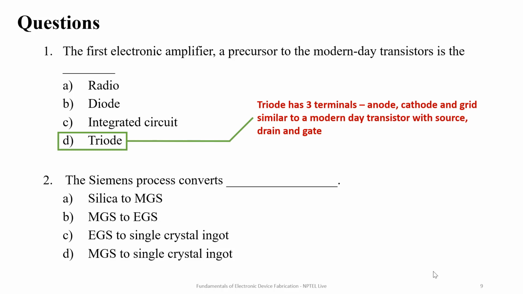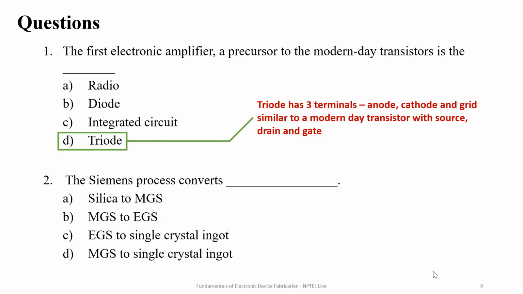MGS to EGS. So, can you tell me something about what you know about the Siemens process? Like what kind of a process is it? Whether it's a chemical reaction or... Yeah, so it was done in a reactor at some high temperature. You pass HCl gas onto the MGS, and it forms an intermediate state, which is again broken down by the hydrogen, and the output is again the silicon.